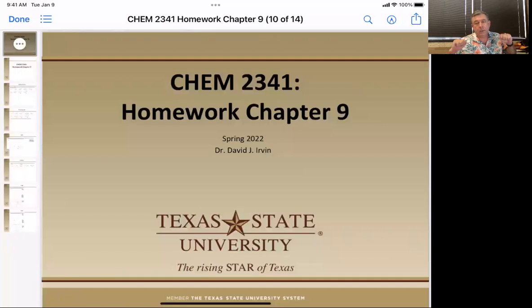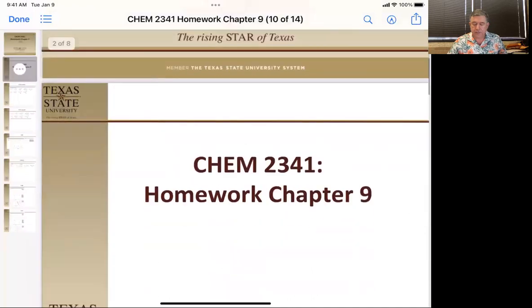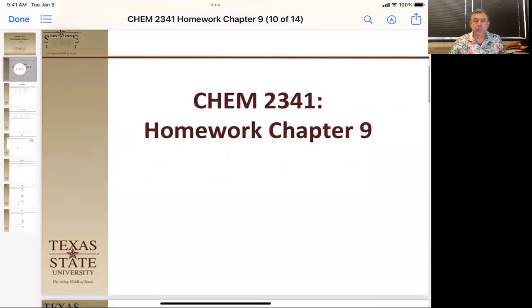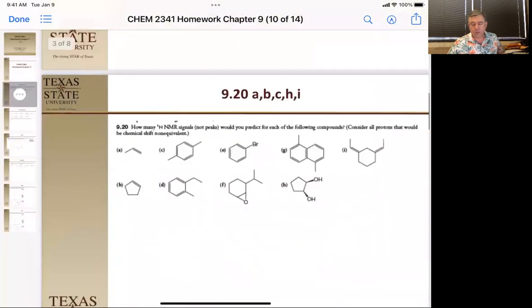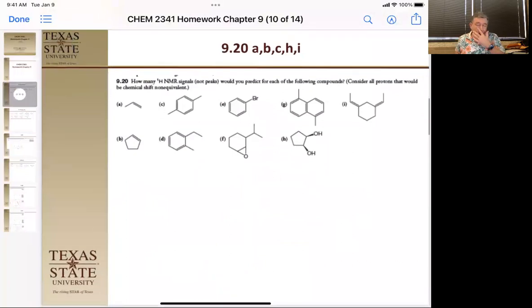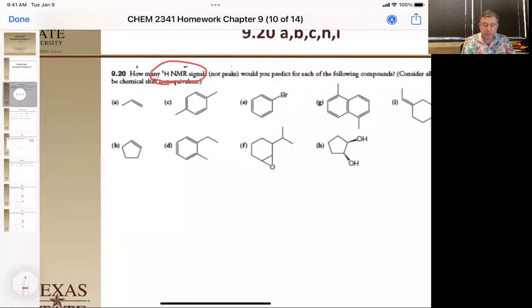We're going to go ahead and make that video for the Chapter 9 homework. Again, this is the Chapter 9 homework for Chemistry 2131, Solomon's 12th edition. In this one, we're looking at NMR and mass spec. Let's start with identifying all the different hydrogen signals that we would see. Signals, not peaks, so we're not going to do the peak-to-peak splitting here.